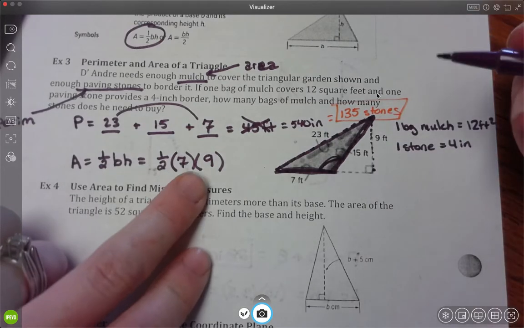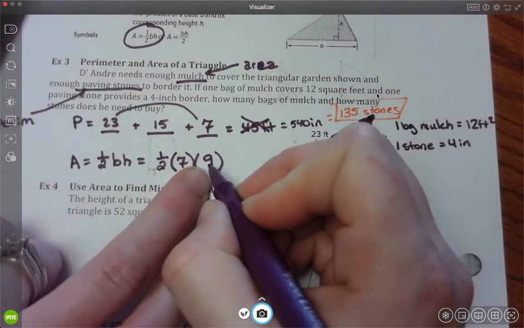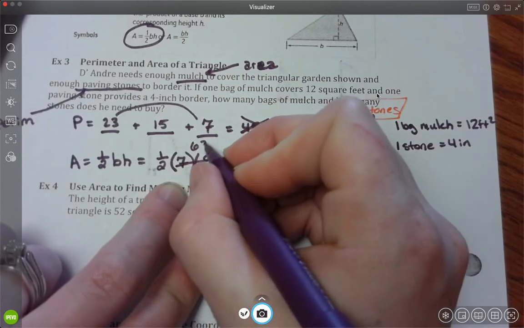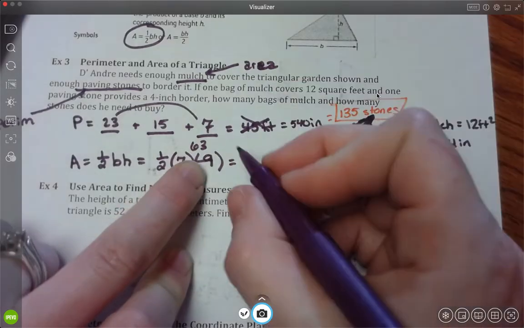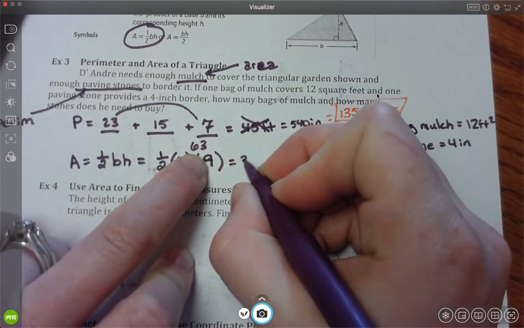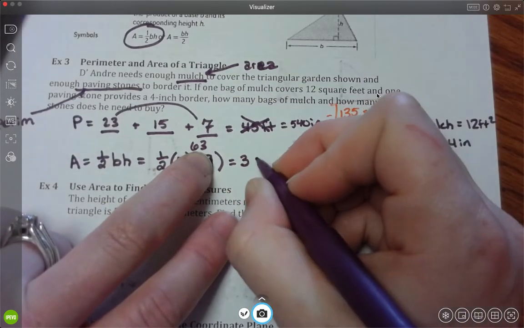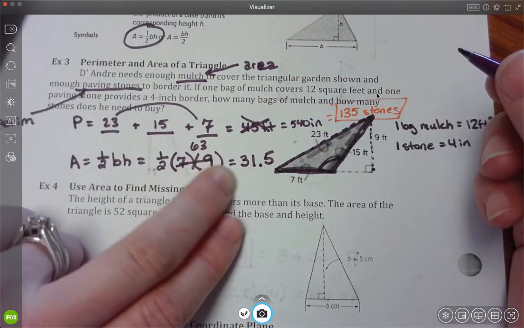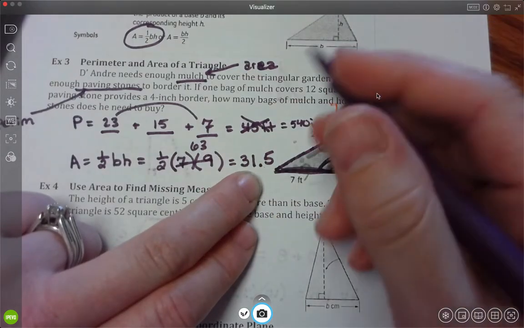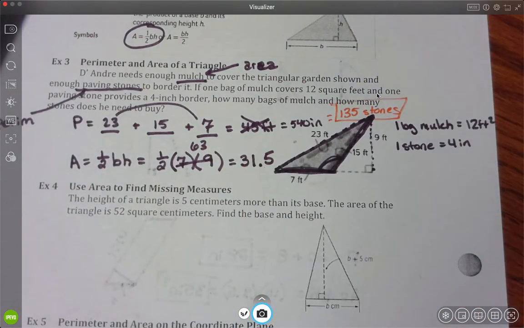I use that 9. So 1/2 of 7 times 9. 7 times 9 is 63. 1/2 of that, or 63 divided by 2. 6 divided by 2 is 3. 3 divided by 2 is 1 and 0.5, so 31.5. Or you can do that on your calculator if you'd like, but try to do as much as you can without it. So 31.5 square feet is the area of that thing.